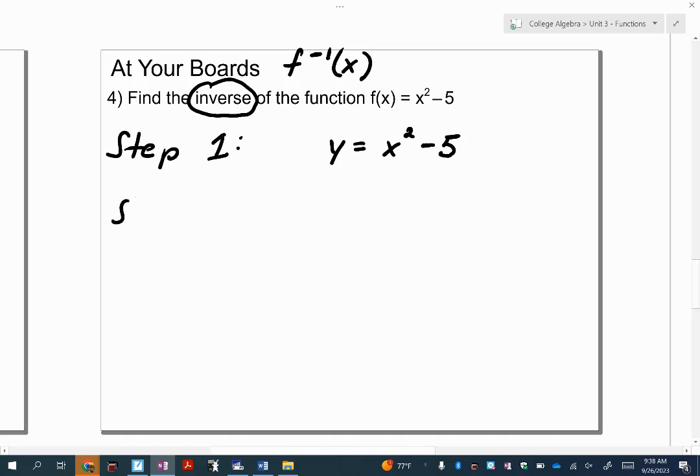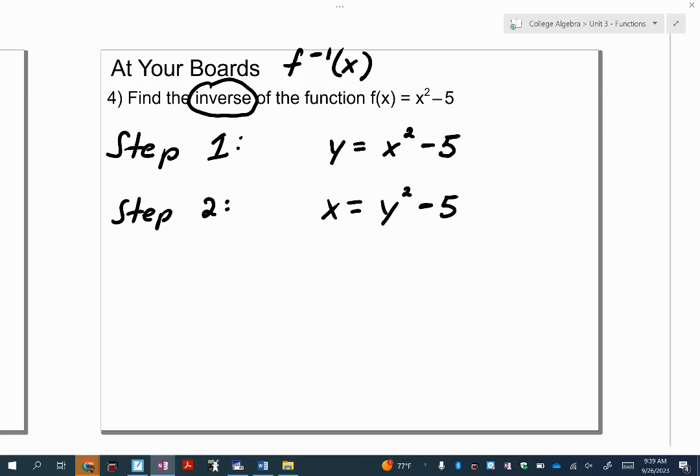Step two, you're going to switch the x's and the y's. This is the step that is going to begin the process of finding the inverse. So you see where it says y equals? That's going to say x equals. You see where it says x squared? That's going to say y squared. So only change the letters. Don't change anything else of the problem. So x equals y squared minus 5.